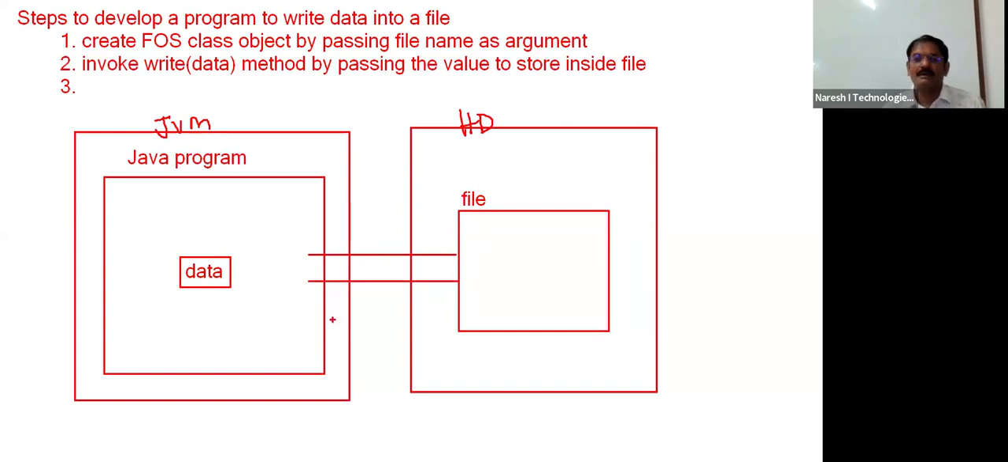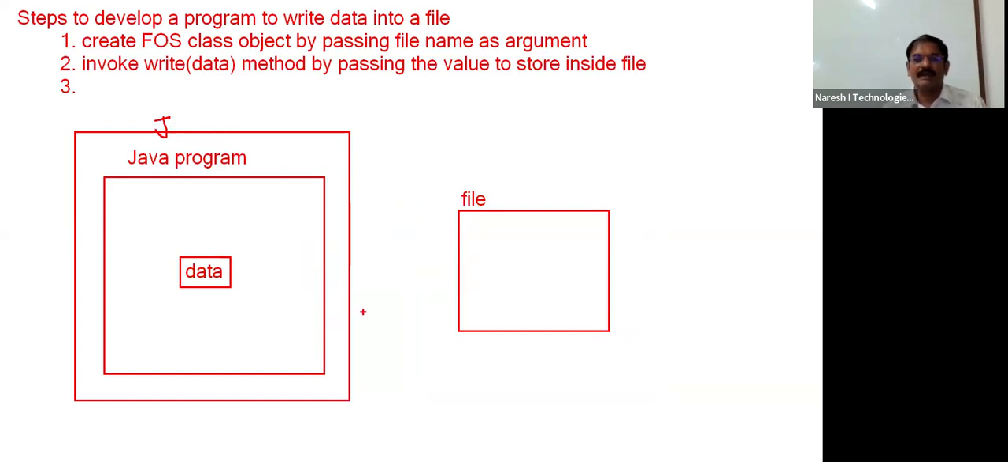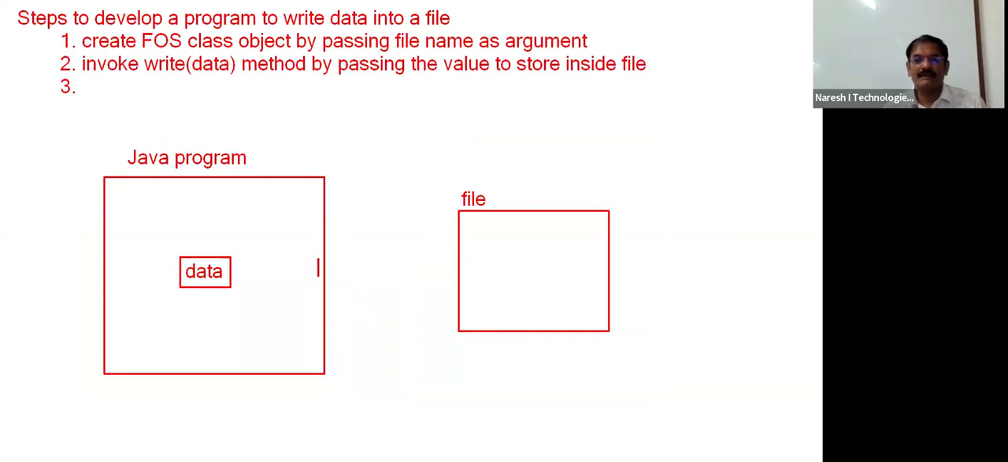Understand? So tell me, if you want to write data into a file, what is required? First of all, a connection is required. This connection is nothing but a stream. What is a stream? A stream is a logical connection between a Java program and a file, through which we can send the data for storing and we can read data from the file.